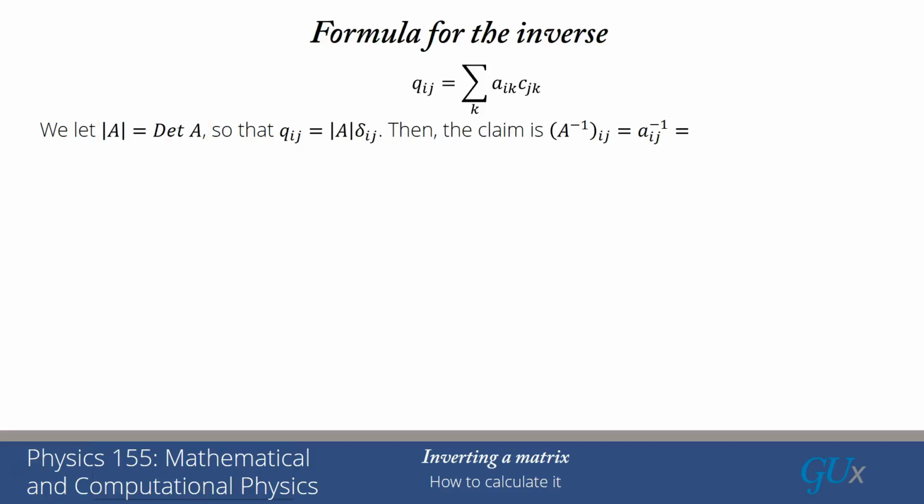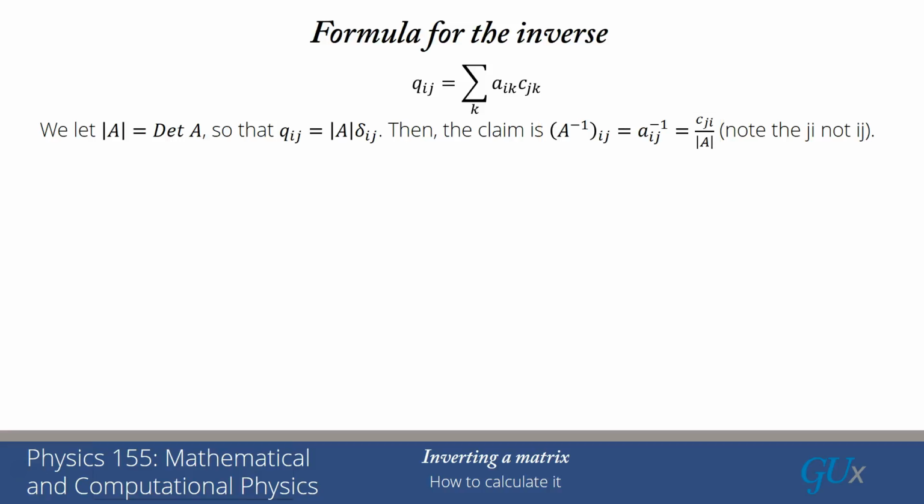So we're going to call that the determinant of A, so that Qij is equal to determinant of A times delta ij. And the claim is that A inverse, whose elements are (A inverse)ij, is equal to Cji divided by the determinant of A. Note that it's Cji, not Cij. It's very important you note that the i and the j have been interchanged in this definition of the inverse.